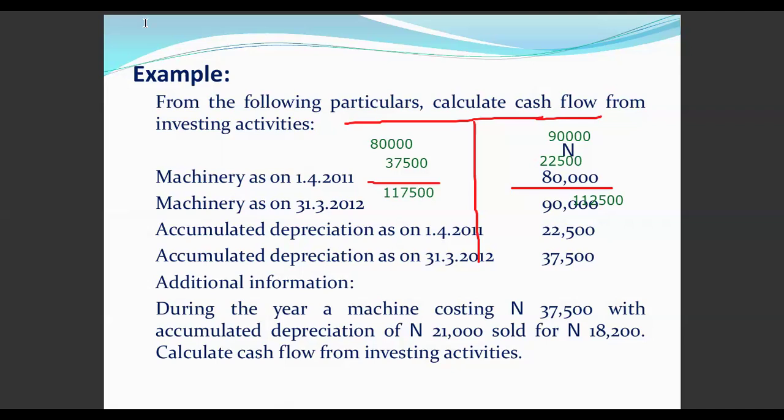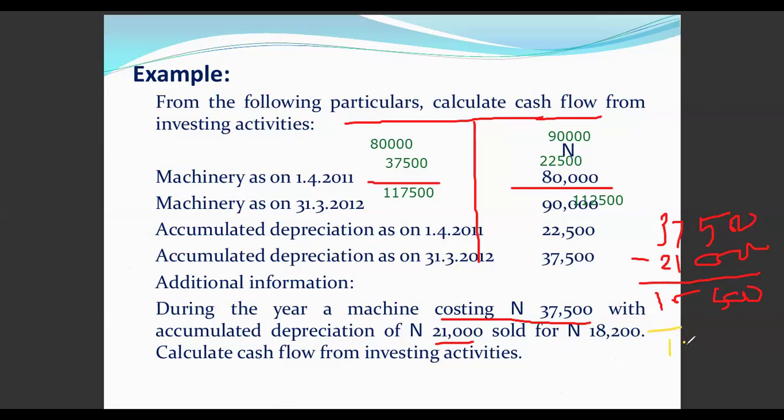Now we have one more adjustment where the machine was costing 37,500, having depreciation of 21,000. So at the time I'm selling the machinery, what I need to do is 37,500, the original cost of machine, minus depreciation, that is 21,000. The actual cost of machinery when I sold is 16,500. But I sell this machinery for 18,200.